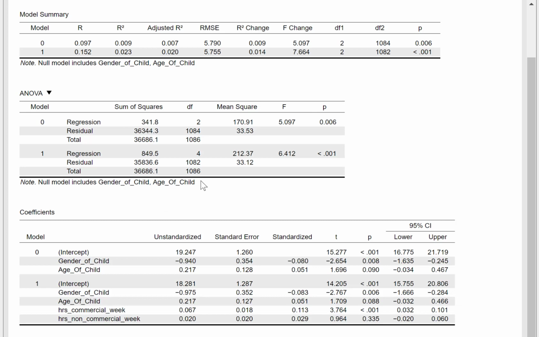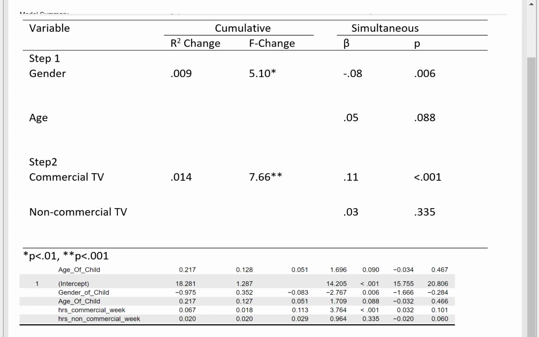However, what you could also do is put it into a table that looks like this. So this table covers the R squared values, covers the F change values, and the regression coefficients. In this example, just to show a different way of doing it, this has got the beta values, so the standardized regression coefficients along with the p-value. So you can see the way this is set up is a cumulative and a simultaneous model. Cumulative is showing you the breakdown of the R squared statistics and the F changes to show the amount of variance each step predicts.